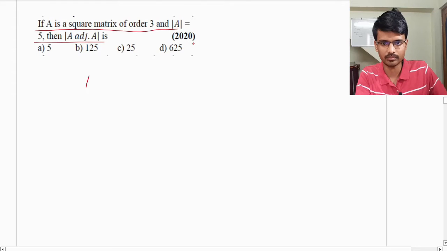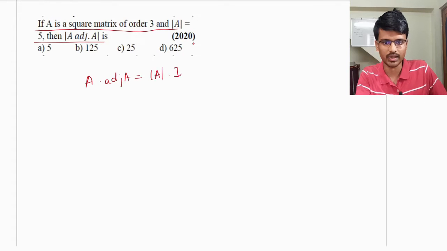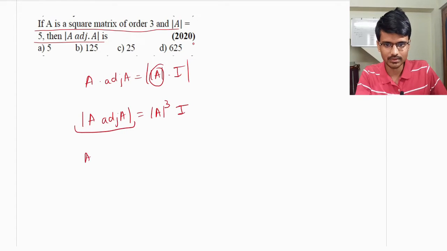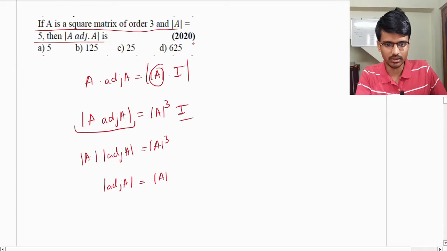Let me just write that A times adjoint of A is equal to determinant of A times I. I know this formula. If I take determinant on both sides, A is a constant here. From each row, I have to take it common. So I have got a 3 cross 3 matrix, so this will be determinant of A cubed times determinant of I. I can just ignore I. So determinant of adjoint of A is nothing but determinant of A whole square.